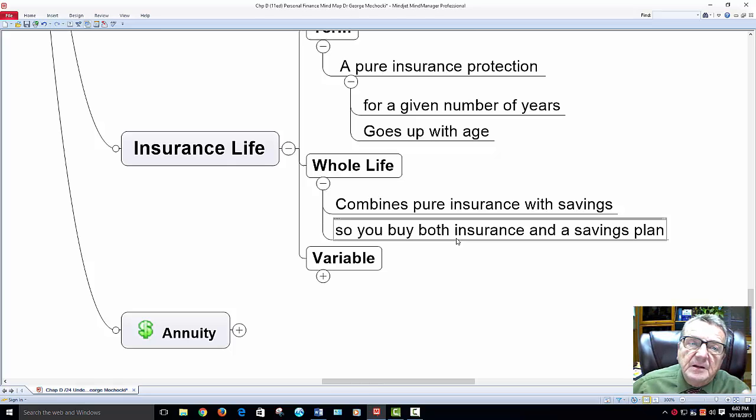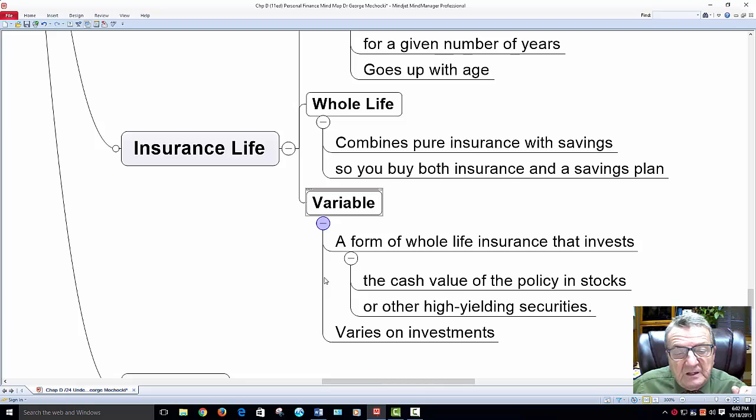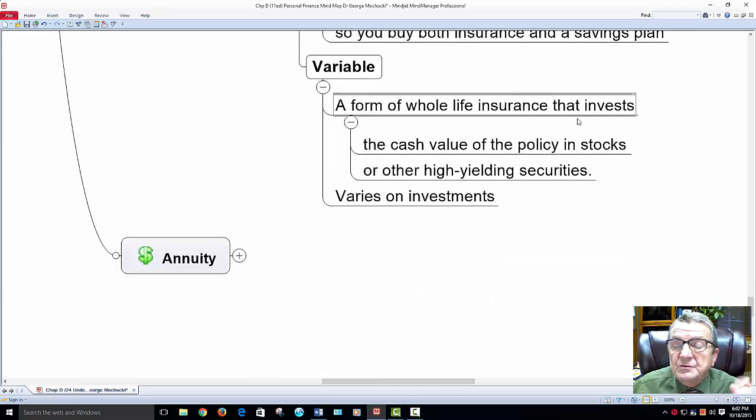Remember, I wasn't looking at that much of a return on investment, as some return is better than no return, but it was more for the protection in case something happened, and in the end they still got a new car. I didn't have to use it for the initial intent for which I purchased the whole life. The other one they have is variable insurance. Variable insurance is a form of whole life insurance that invests the cash value of the policy in stocks or other high yielding securities, various and different investments, similar to a mutual fund.